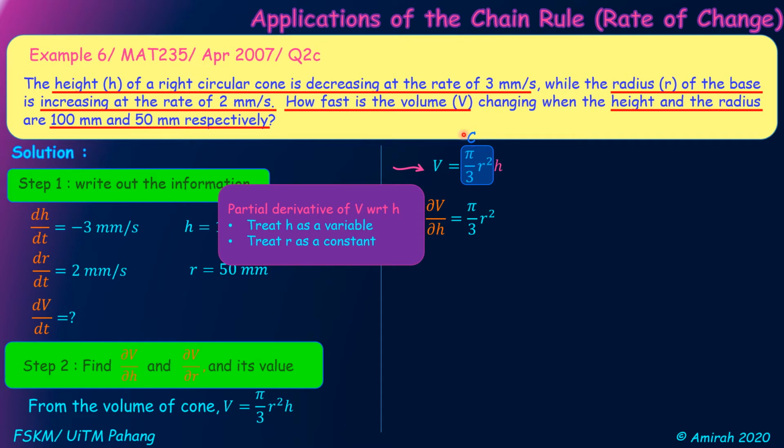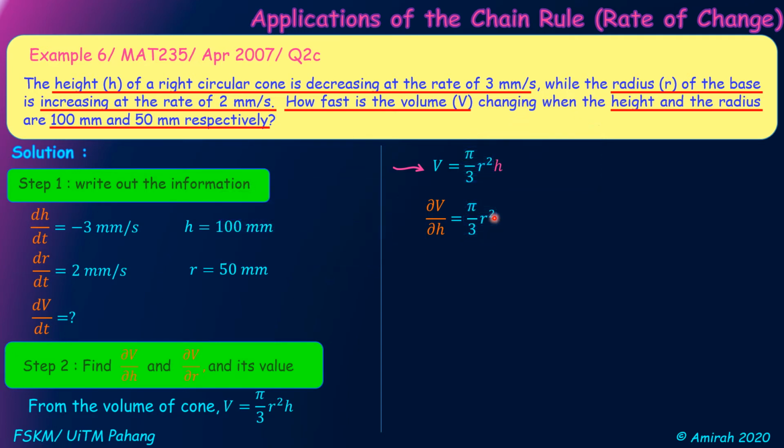Okay. And then to differentiate constant times H, we can imagine, let's say we want to differentiate 2H with respect to H, where 2 means constant. Okay. So the answer equals to 2. Okay. Means that when we differentiate constant times H, the answer equals to constant. Okay. So same goes here. When we differentiate constant times H, the answer equals to constant, which is pi over 3 R squared.